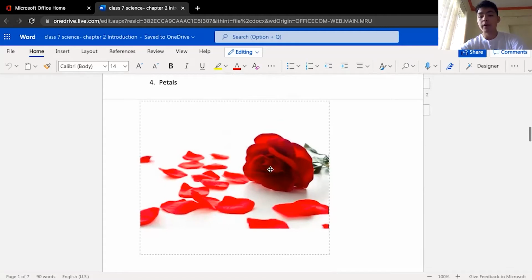So the flower's outer part has the color. This is a green part, called the sepal, and the outer part is the red one. Petal is usually the most colored part of the flower.